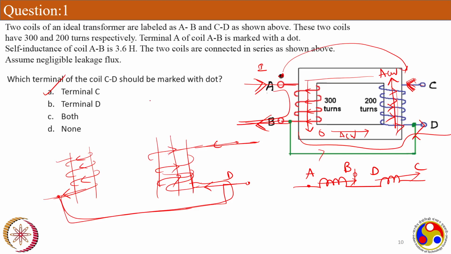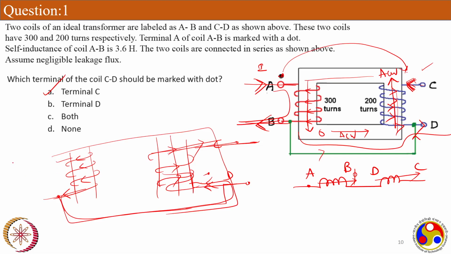If we ignore this connection, you are saying the dot in this figure, which is on the slide, sir. But in this direction, the dot will be at D, right? Because the current is leaving C, and at D it is entering. I'm sure that dot should be at D.